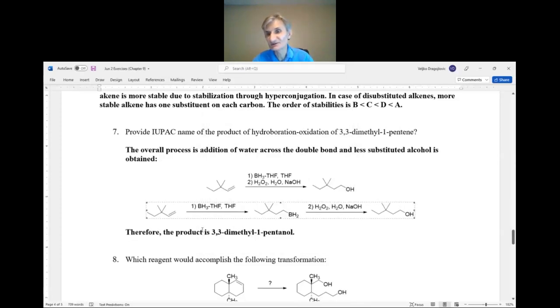So this is a regioselectivity question. Do you know at which carbon the hydroxyl group ends up? And so if you did everything correctly, this is the product, and you need to name it. So this is pentanol, specifically 1-pentanol, and on carbon 3 we have 2 methyl groups. So the product is 3,3-dimethyl-1-pentanol.